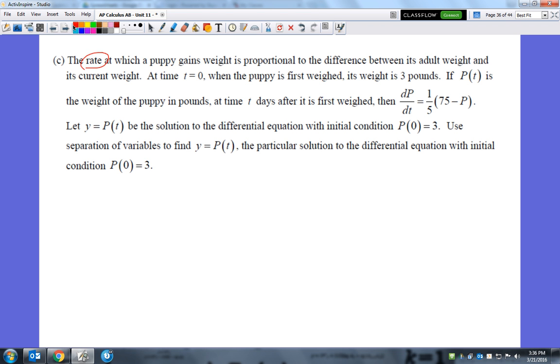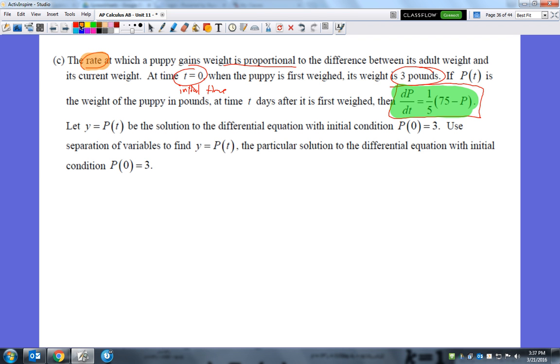The rate at which a puppy gains weight is proportional to the difference between the adult weight and the current weight. At time t equals 0, basically when time starts, your initial time, when the puppy is first weighed, its weight is 3 pounds. So if P of t is the weight of the puppy in pounds and t is time in days after the first weight, then your differential equation right there is dP/dt equals 1/5 times (75 minus P). They give it to you. They gave you the initial thing, and yes, it is created from what we read.